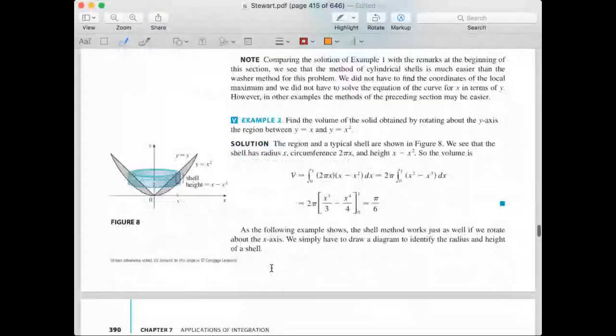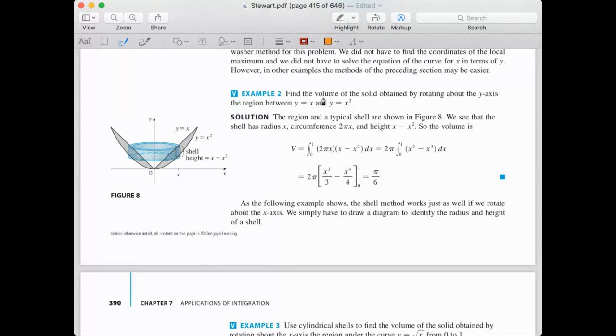Okay, let's see this one. Example 2. We want to find the volume of the solid obtained by rotating the region between two functions, also about the y-axis. So one equals x, another one equals x squared. So when we draw the picture, we have y equals x, this line, and y equals x squared, this curve, right? So of course this goes to infinity. But we need to find where they intersect. Always find the intersection because the region is enclosed by those two.